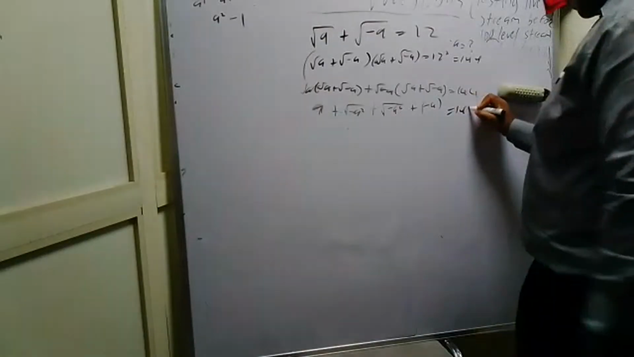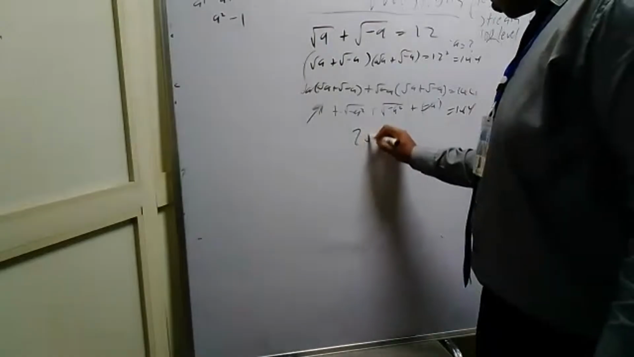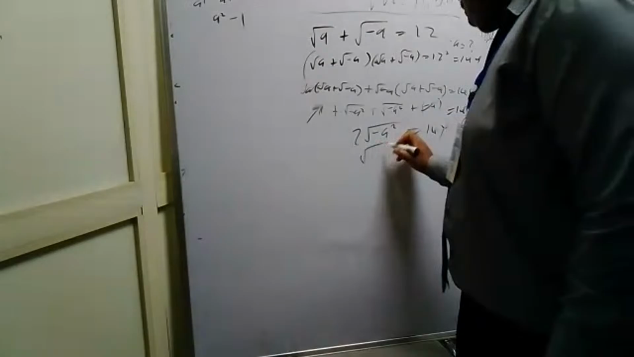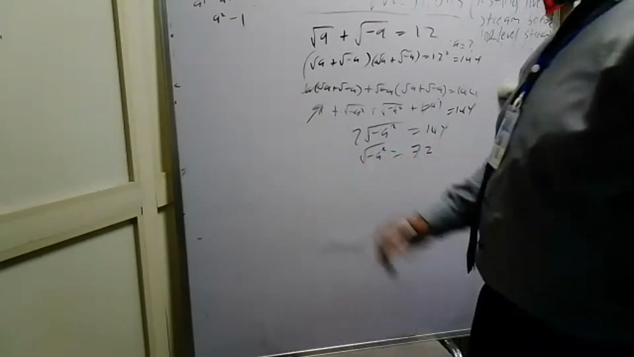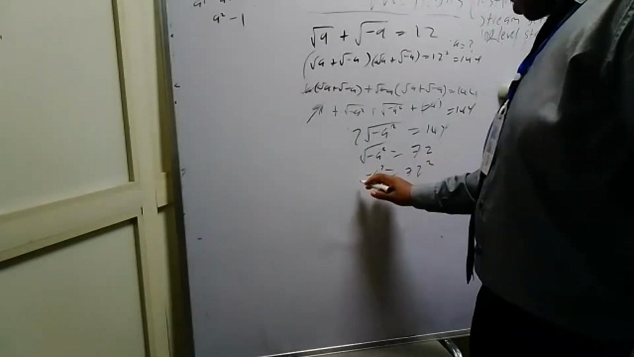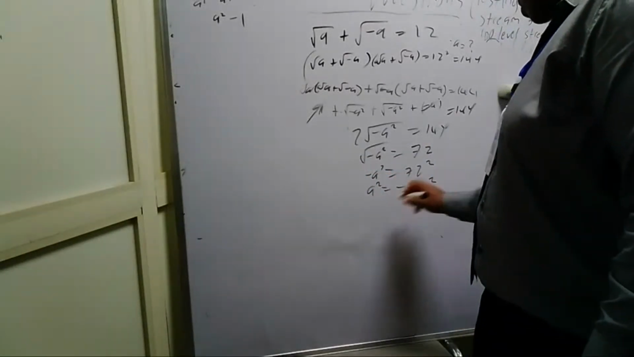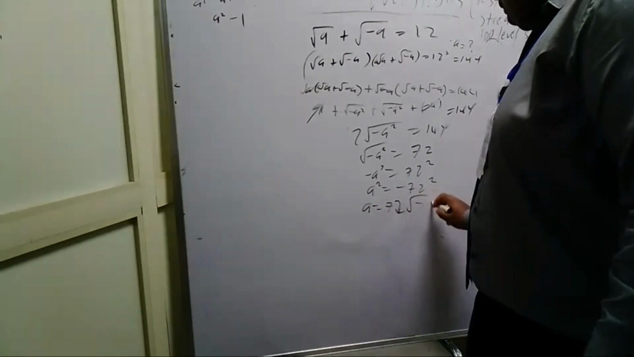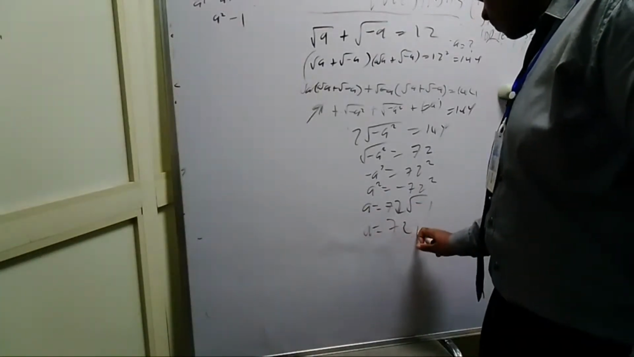It's equal to 144. The a will cancel out the minus a here, leaving 2 root minus a squared is equal to 144. Divide both sides by 2, you have the square root of minus a squared is equal to 72. Square both sides, you have minus a squared is equal to 72 all squared. Divide both sides by minus 2, you have a squared is equal to minus 72 all squared. Square both sides, you have a is equal to 72 root minus 1. And root minus 1 is i, so a is going to equal 72i.